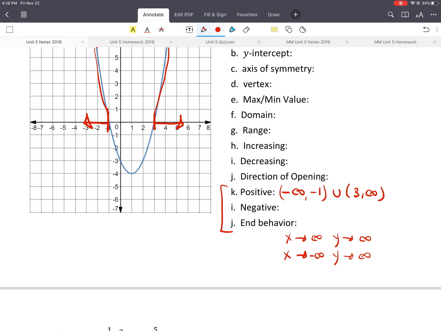Negative would be all of this part. So that would start at negative 1. I guess you could even put it right here, negative 1, 2, 3. So you're going to be using the same, they're actually your x-intercepts, those values, but that's what you're going to be using.